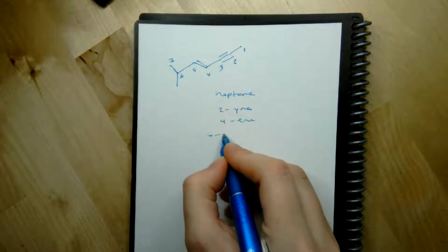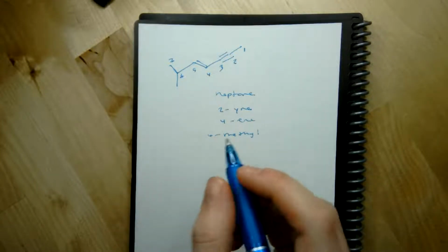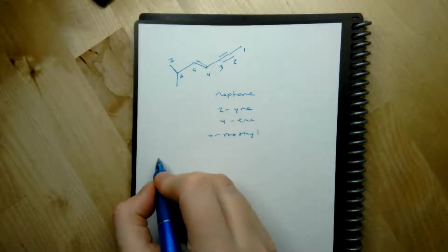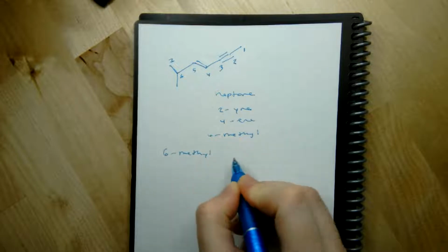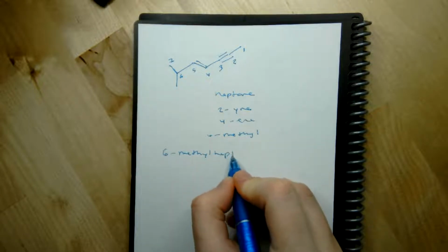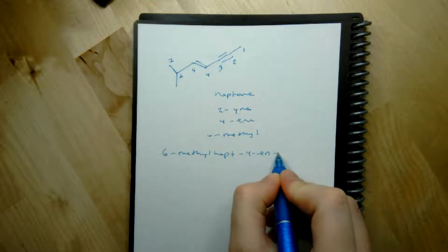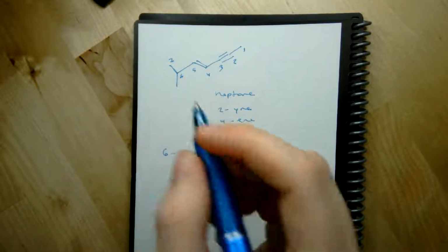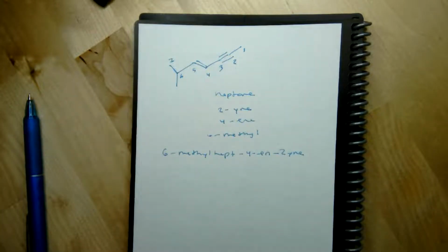And then it's also 6-methyl. So if I was naming this, I would say 6-methylhept-4-en-2-yne. If you numbered it from the other side, let me just do it just to check.